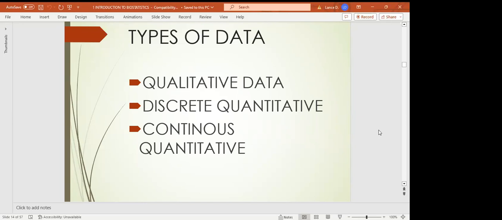I've been talking a lot about data, but what are the different types? We can identify, for this purpose, three types: qualitative and quantitative. But we can break quantitative down into discrete quantitative and continuous quantitative. Notice one is qual, and then one is quan.